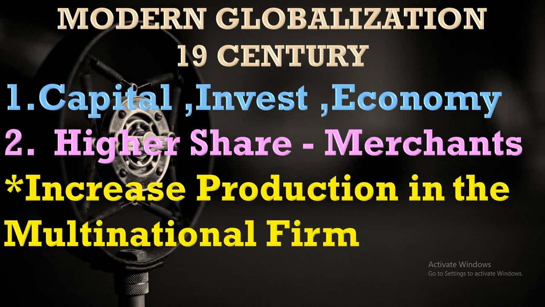We have lots of differences between the first two and this globalization. The main point is with two aims, that I told you. The first aim is capital, investment and economy, and the second is higher shares of merchants. Remember children, it's very important because we are in modern globalization. Well, as we have seen how this has spread its wing throughout the world, we are going to see about the merchant guilds, the formation of trades.